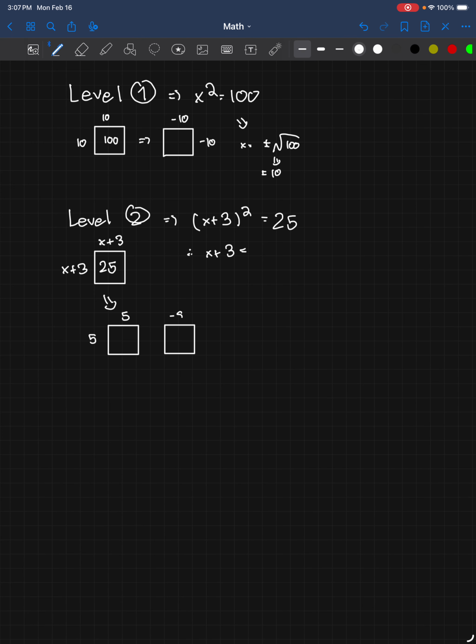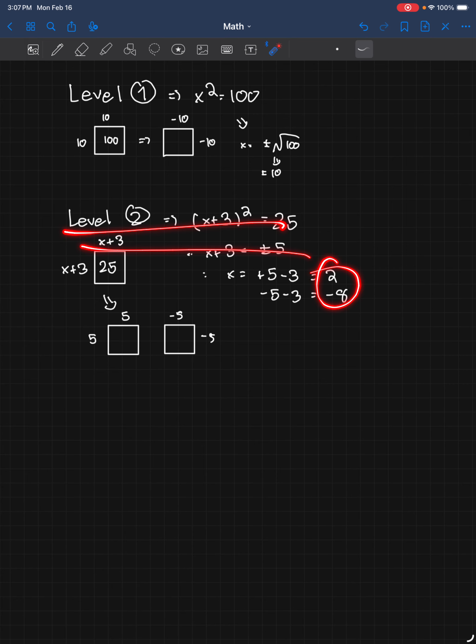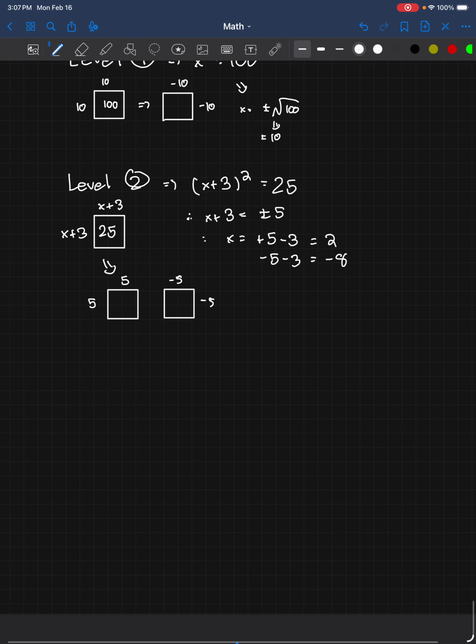So x plus 3 equals plus minus 5. Therefore, x equals either plus 5 minus 3 or negative 5 minus 3, which is 2 or negative 8. So those are our 2 solutions for level 2. Now, moving on to level 3.